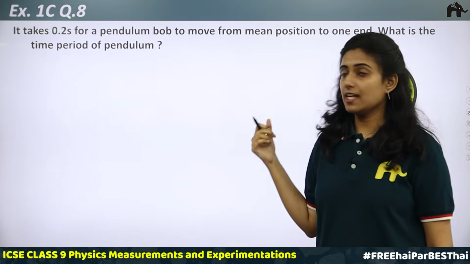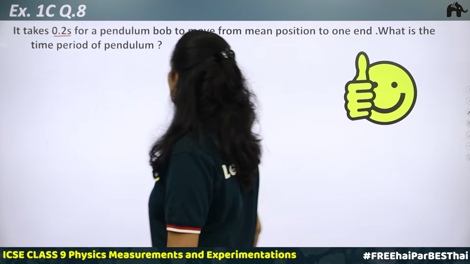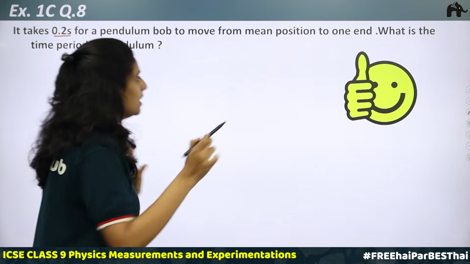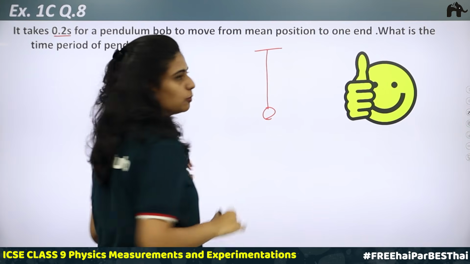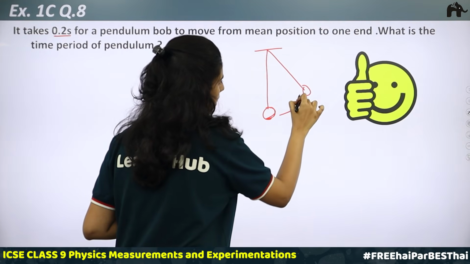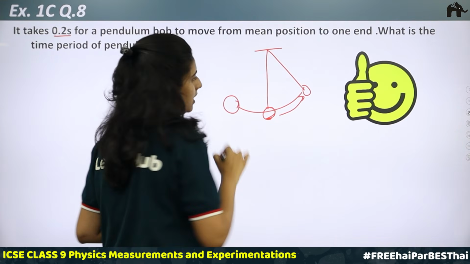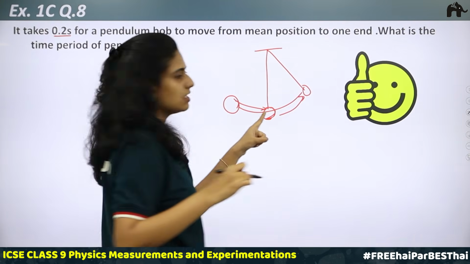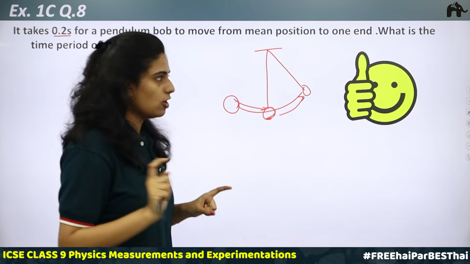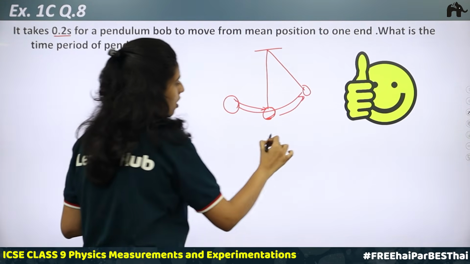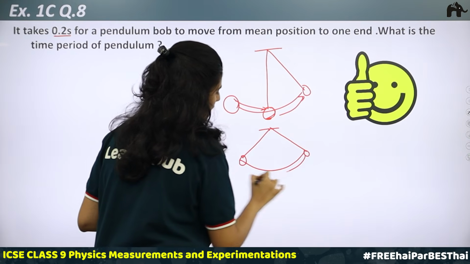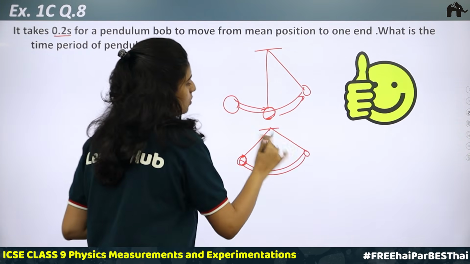Question number 8 of exercise 1C. It takes 0.2 seconds for a pendulum bob to move from mean position to one end. What is the time period of a pendulum? What is time period? So, here you have a support. This is your bob. It starts moving from here, goes to its extreme position, then comes back from here, goes to the other extreme position, and comes back to its mean position. This is a complete oscillation. Time period is the time taken for one complete oscillation. Either it should be like this, or it starts from one extreme, goes to the other extreme, and comes back to this extreme. So, these are the two cases.